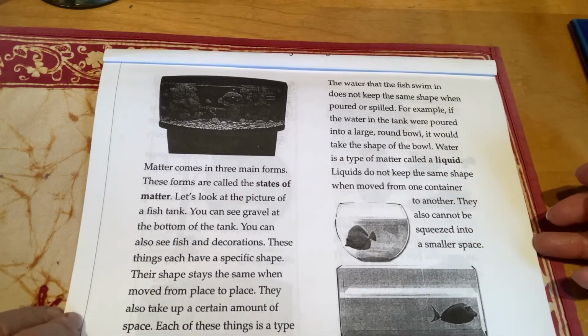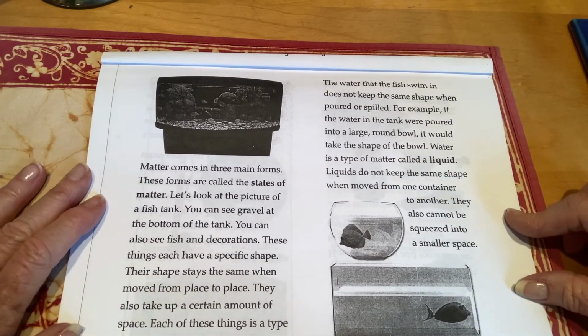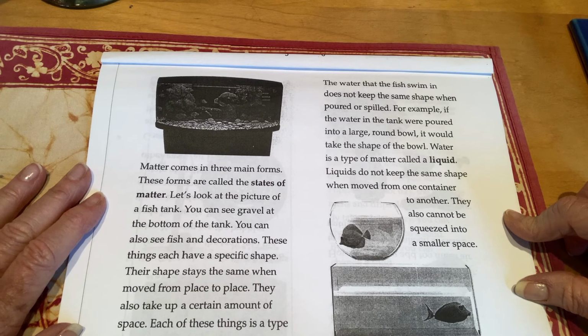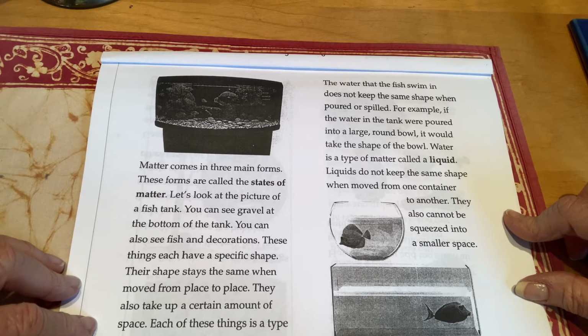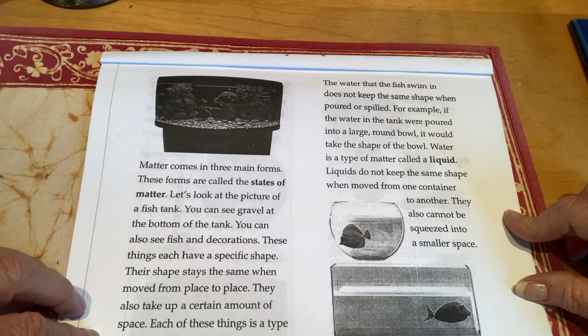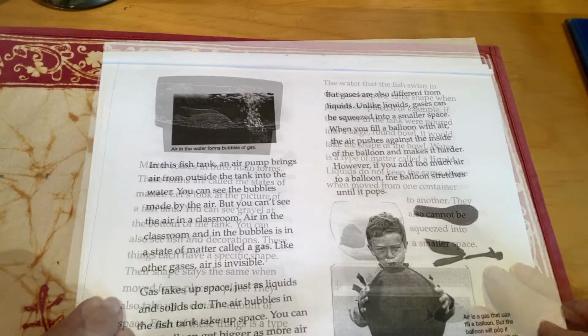The water that the fish swims in does not keep the same shape when poured or spilled. For example, if the water in the tank were poured into a large round bowl, it would take the shape of the bowl. Water is a type of matter called a liquid. Liquids do not keep the same shape when moved from one container to another. They also cannot be squeezed into a smaller space.